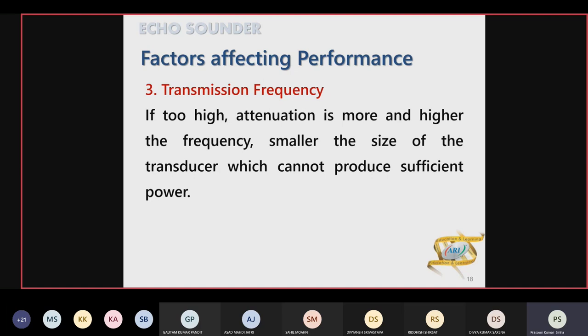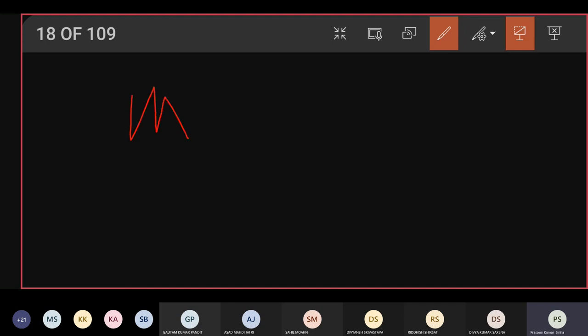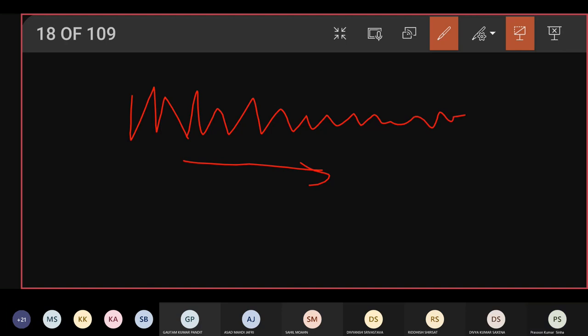बहुत ज्यादा होएगा तो एटीन्यूएशन होएगी. Attenuation means loss of power. If I am producing a signal like this, as it is traveling, the signal keeps on reducing. यहाँ पे एम्पलीट्यूड ज्यादा है, यहाँ पे दूर जाते जाते कम हो. That's attenuation. It's losing power.